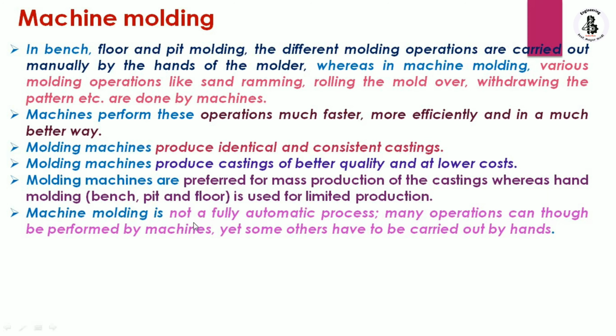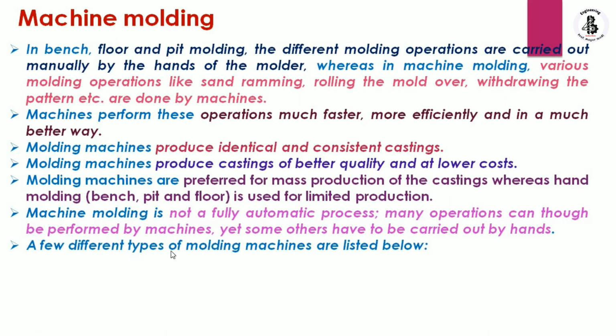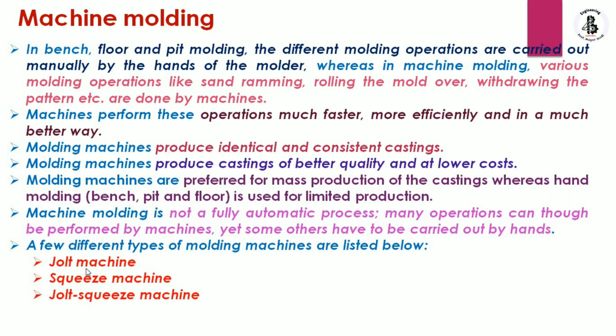Machine molding is not a fully automatic process. Many operations can be performed by the machines, yet some operations have to be carried out manually. A few different types of molding machines are listed below: jolt machine, squeeze machine, a combination of jolt and squeeze machine, and lastly, the sand slinger. Now we'll discuss each and every machine used in machine molding, starting with the jolt machine.